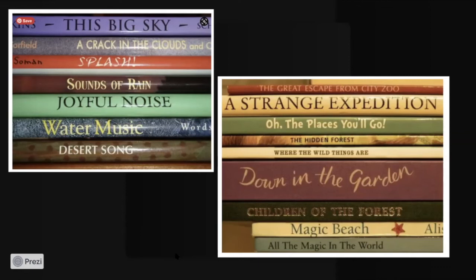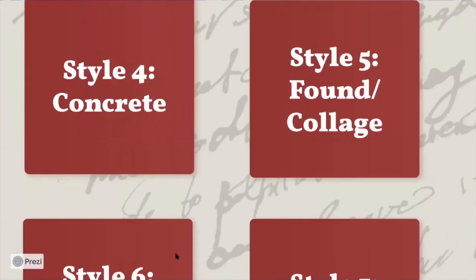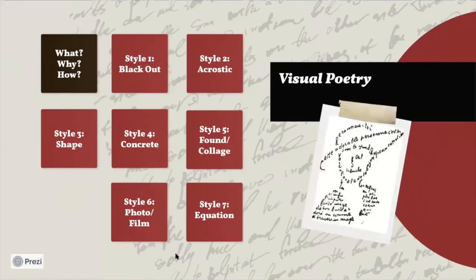I love this other one, which has used a combination of adult and children's books. The Great Escape from City Zoo, a strange expedition. Oh, the places you'll go. The hidden forest, where the wild things are, down in the garden, and so on. So found and collage poetry is all about gathering things around you to create a poem.